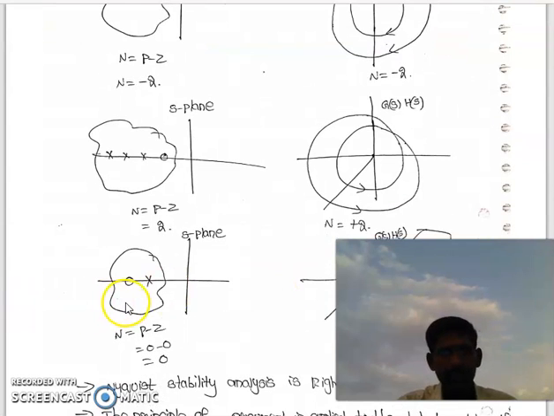Now let us consider one more example. 1 pole and 1 zero are there. If 1 pole and 1 zero are there, N equals 1 minus 1, that is 0. So in the G(S)H(S) plane, N is 0, so there should be no encirclement of the origin. Somewhere else, the plot will be outside of the origin.